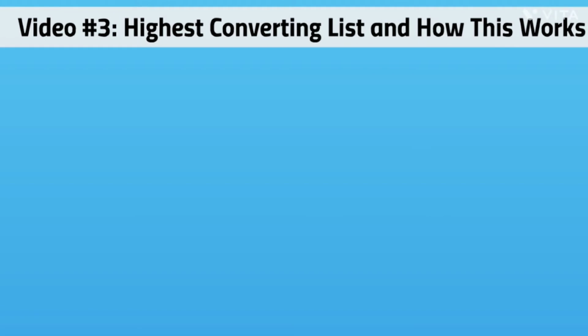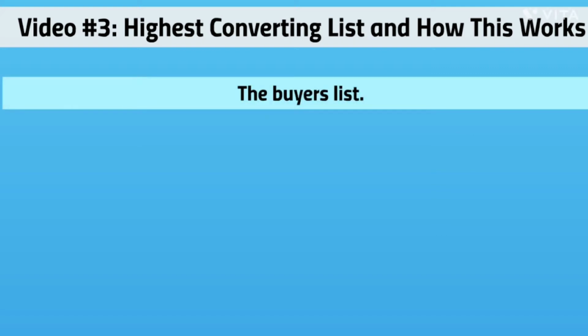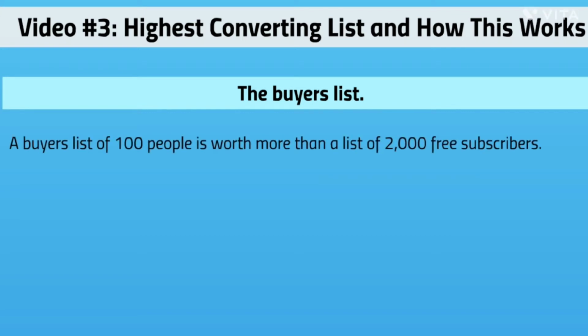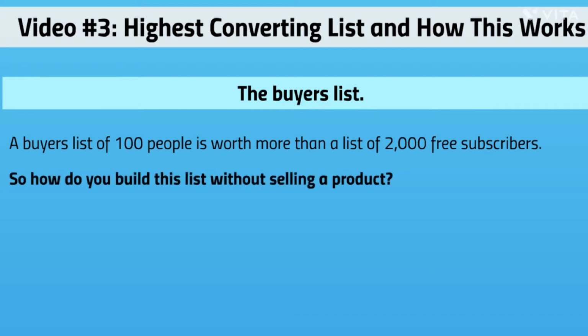Okay, so welcome back. This is video number 3, and we're going to talk about the highest converting list and how it works. We talked about in the previous video that this is the buyer's list. A list of 100 people is worth way more than a list of 2,000 free subscribers. Think about it, because these are people who actually know you. They have purchased a product, somebody else's product, but they still know you and they have seen you on the thank you page. I'm going to talk more about the formula and how it works in just a minute, so you'll be able to see everything in a bird's eye view.